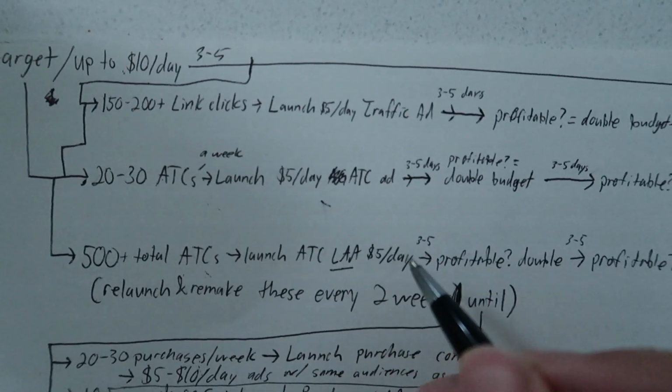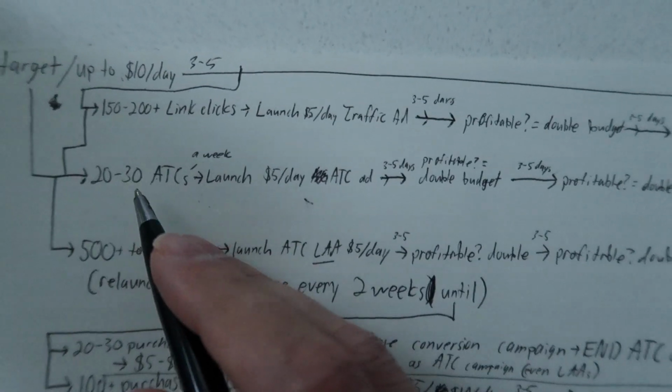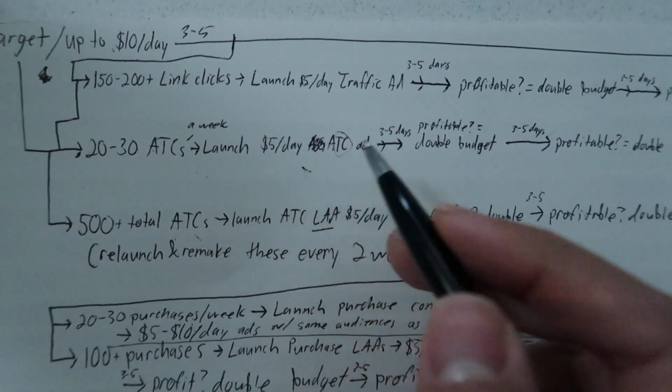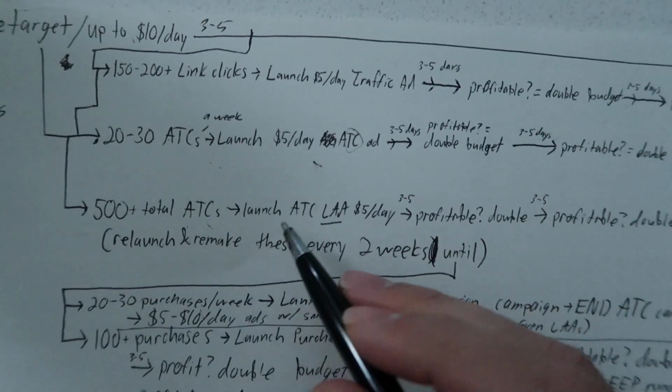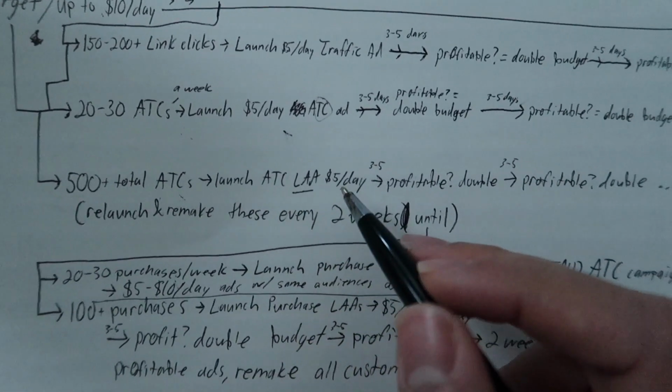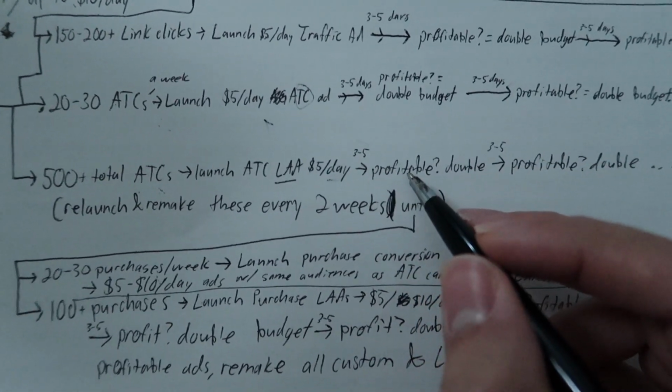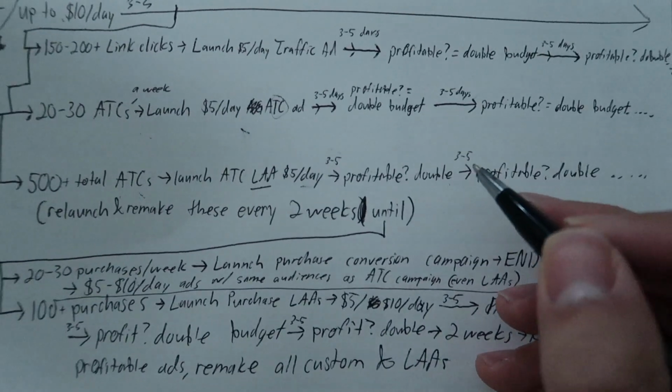So you're going to create that lookalike audience set. If you have ad sets that are still profiting, just keep those on, since we're still going after the same objective, the ATC. But now you're going to try the ATC lookalike audience ad at $5 a day. Again, you're going to wait 3 to 5 days after you launch that. Is it profitable? If it is, double. And then wait 3 to 5 more days.